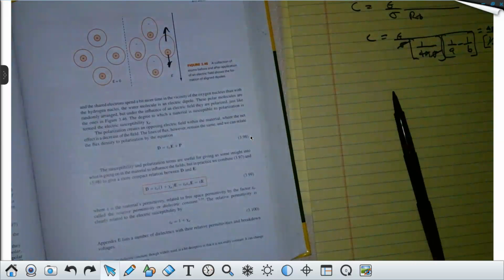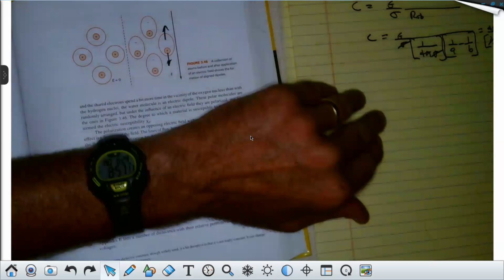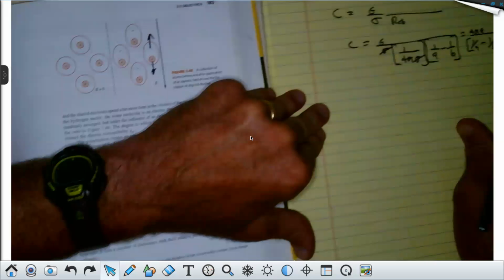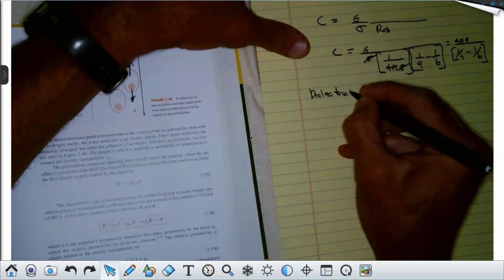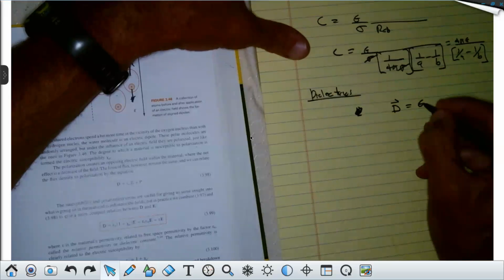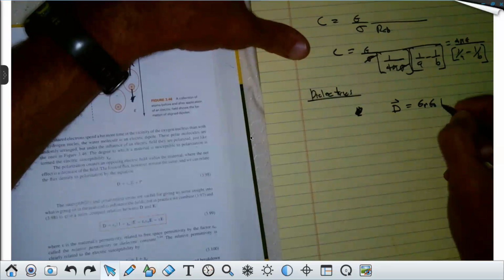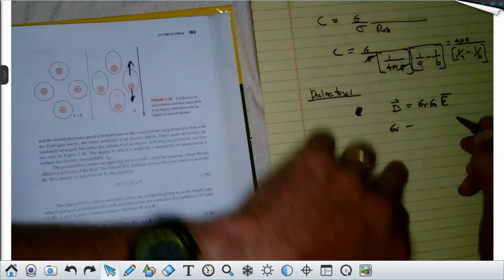I don't want to spend a lot of time on polarization vector, he does, but I'm just going to say this. This is the one you remember. When we talk about dielectrics, this is the next section of the book. We say that the D field is equal to epsilon relative times epsilon naught times the E field. Here, epsilon relative is the relative permittivity.